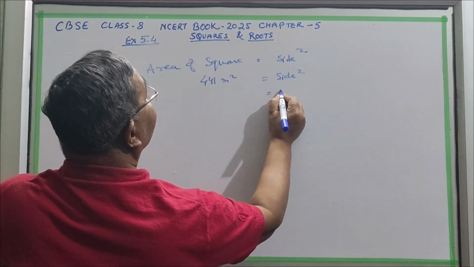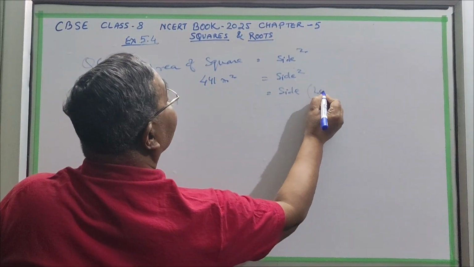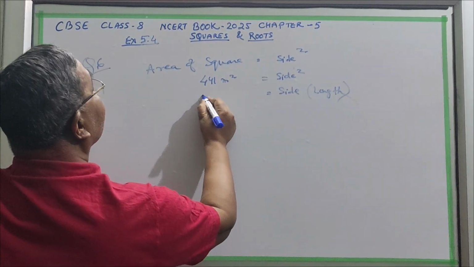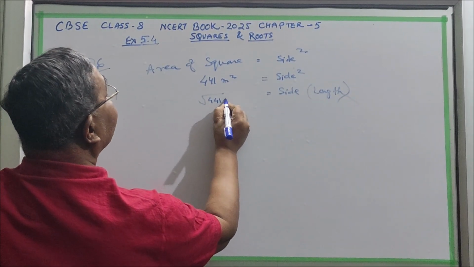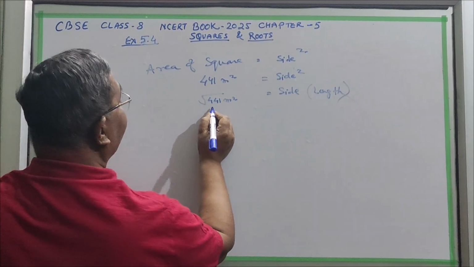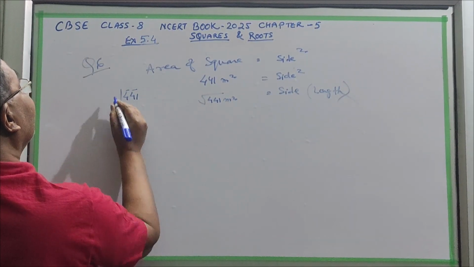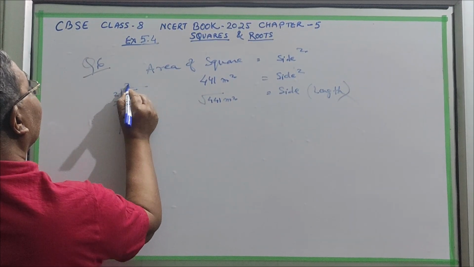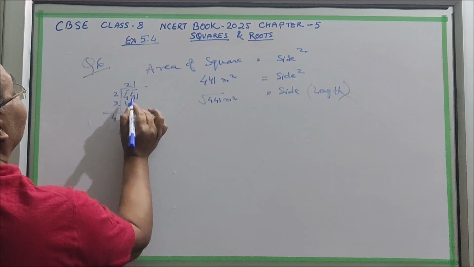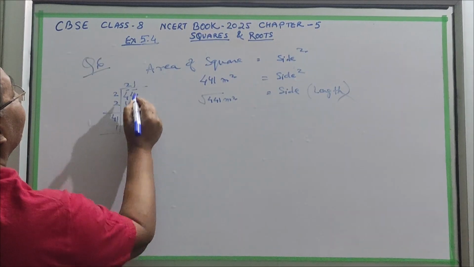They want the side, meaning the length. So the length will be the square root of 441 m². So we have to take the square root of this number. For 441, we take 2 and 2. 2 twos are 4. Now it has become 4, so one time it will go and 41 will be over. So your answer is 21.